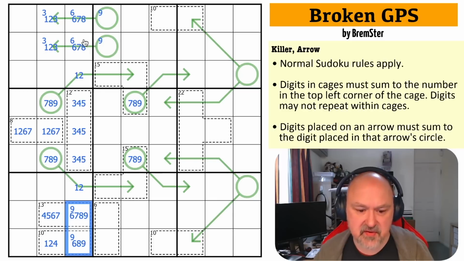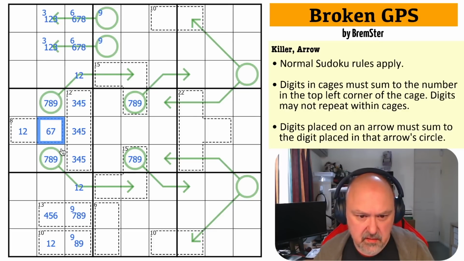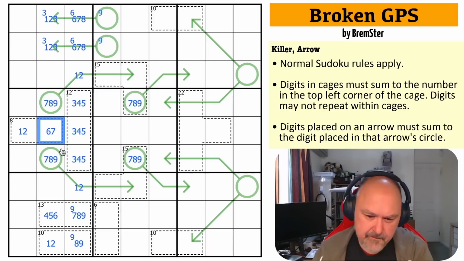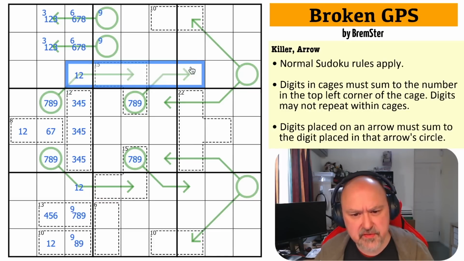Hang on, there's no 6 here because 6 is up here. So there's no 6, 4. And there's no 6, 7. But that's now a 1, 2, 3 triple. So there's no 1, 2 there, so there's no 6, 7 there. Is it this 6 cage? Or is it these arrows?